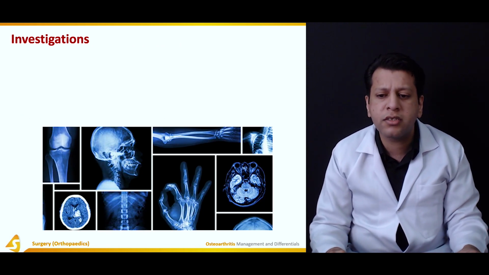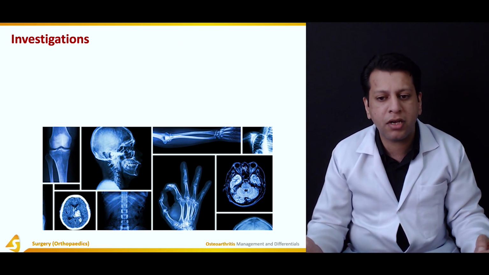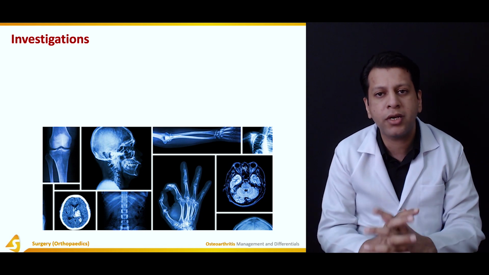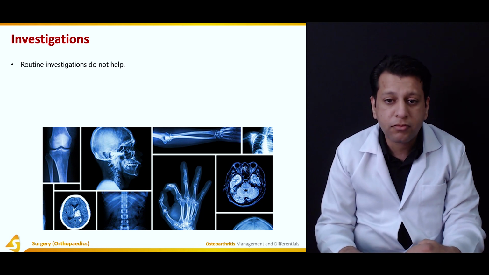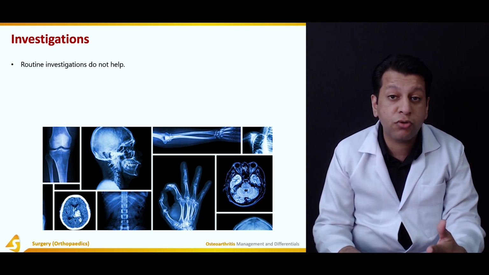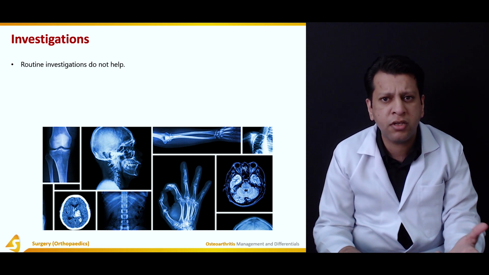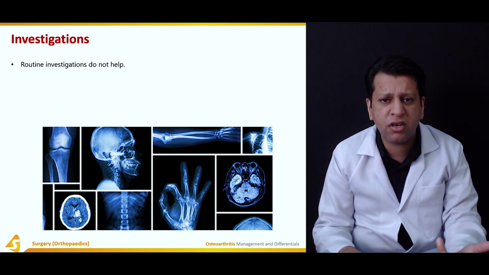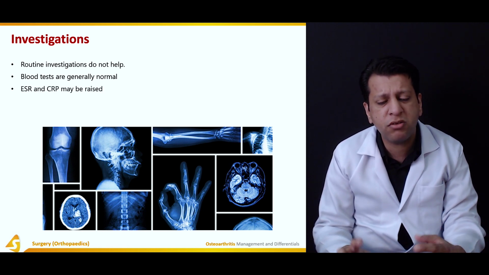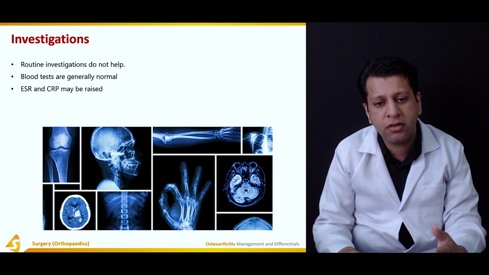So what are the investigations? The first investigation of choice is always the X-ray. If a patient comes and complains of knee pain, the first thing is to get an AP and lateral view of the joint as well as the bones. Routine investigations do not help. For example, in osteoarthritis, you get a CBC, ESR and CRP, and they are usually within the normal range. ESR may be raised, but it's not really significant. Blood tests are generally normal. ESR and CRP may be raised, but they could be raised in thousands of other things, so they are not actually specific.